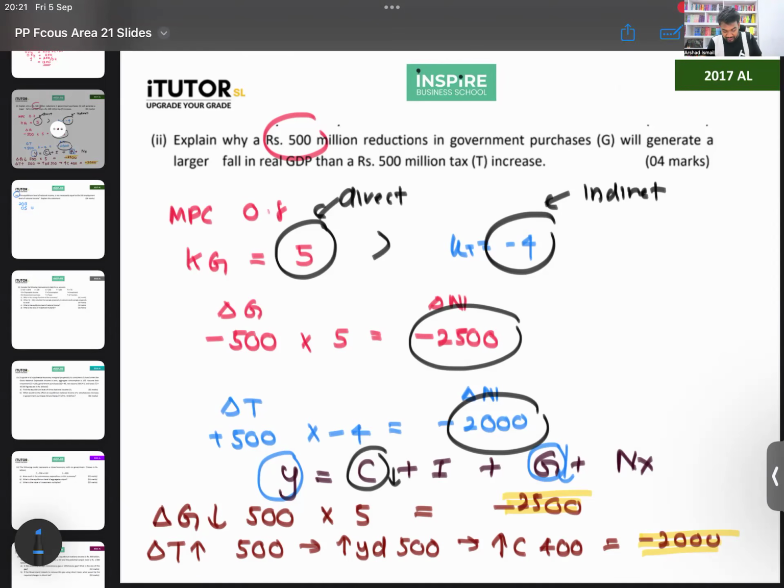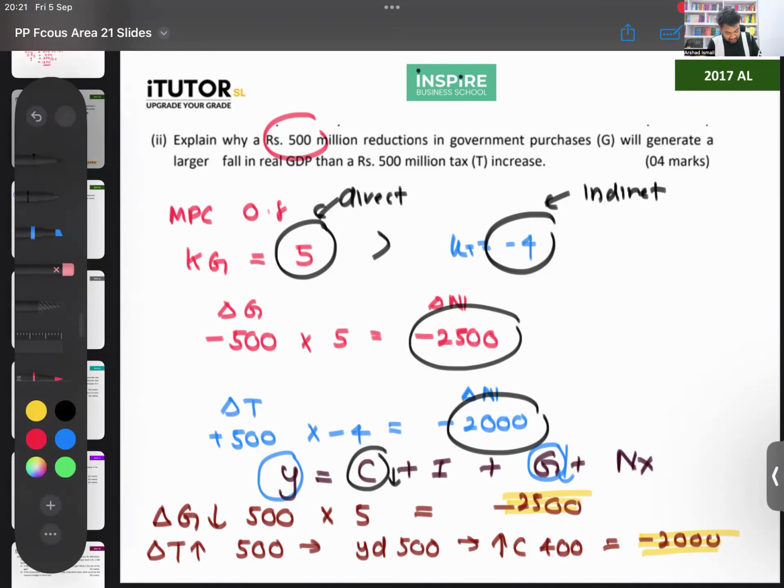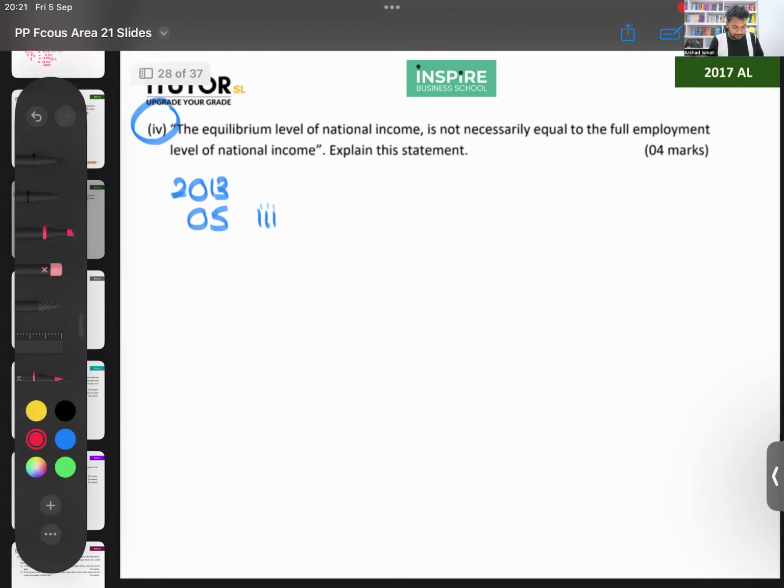So sorry, yeah. So here, it has been decreased. If you increase taxes, disposable income goes down by 500, consumption will go down by only 400. Okay. This is done.